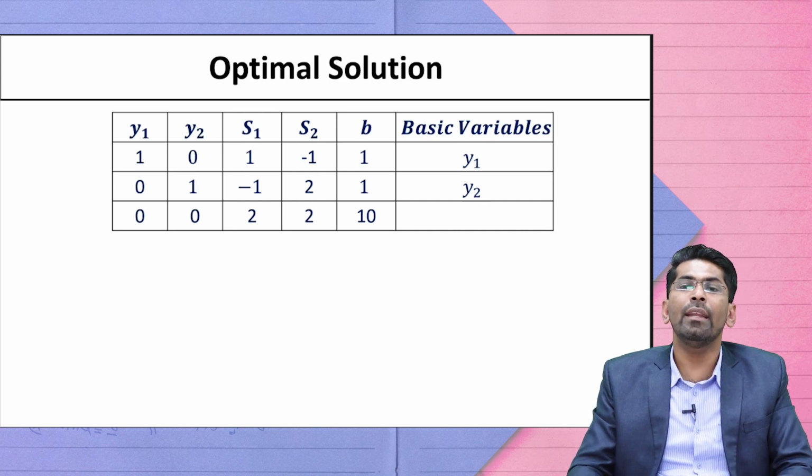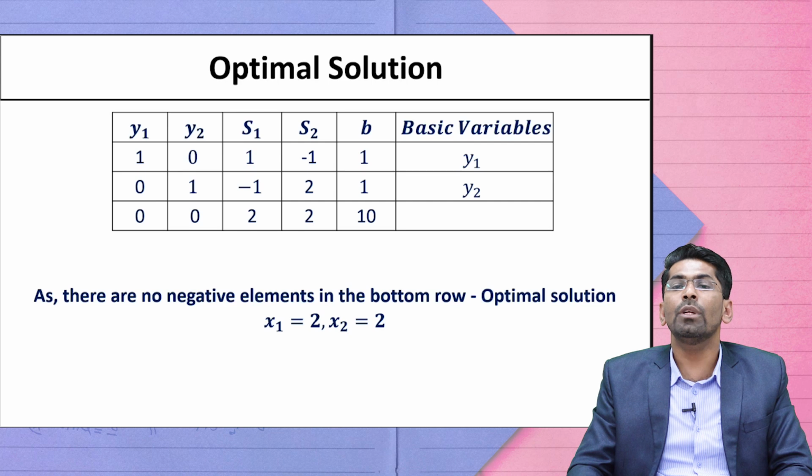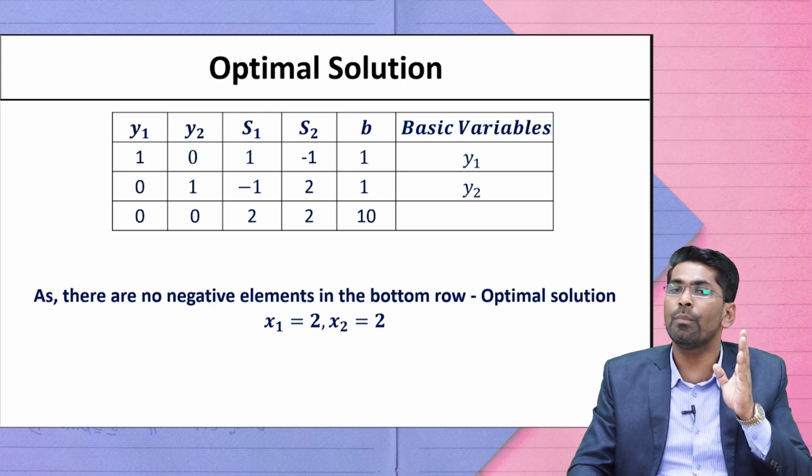From this final simplex table, the maximum value of z is 10. It is the maximum value. Of course we don't have any negative values in the bottom row. This is the optimal solution. The maximum value for z is 10. At this particular 10, the value of y1 is equal to 1 and the value of y2 is equal to 1.